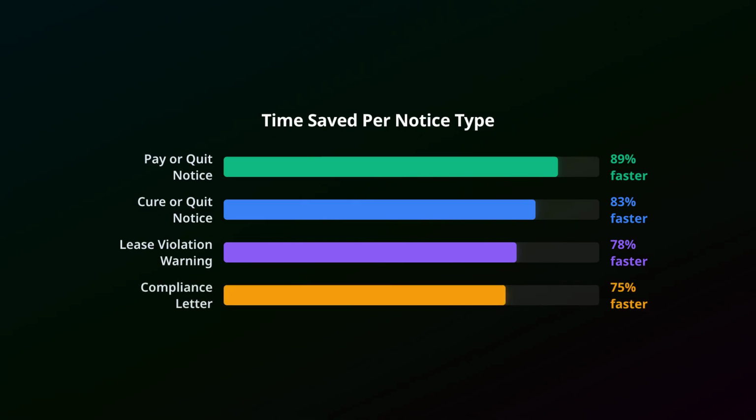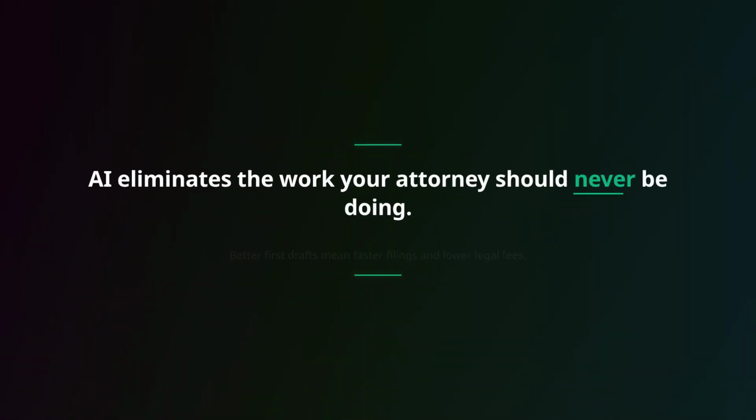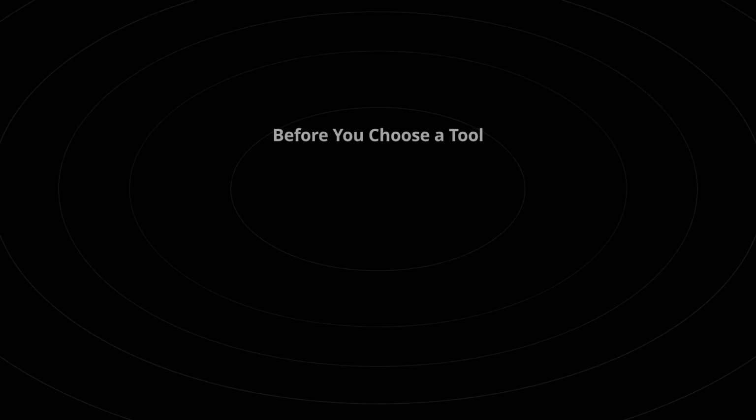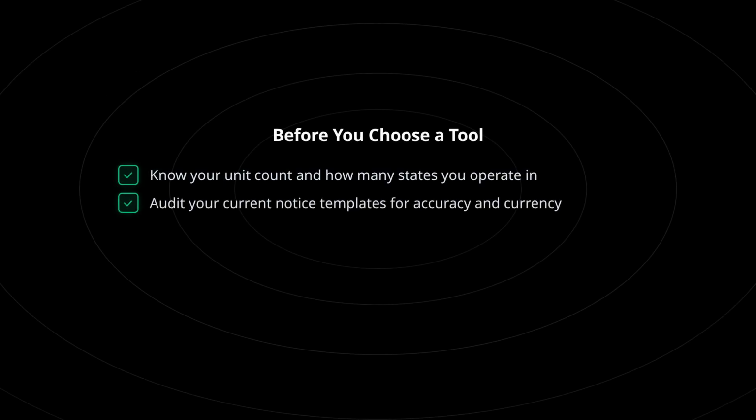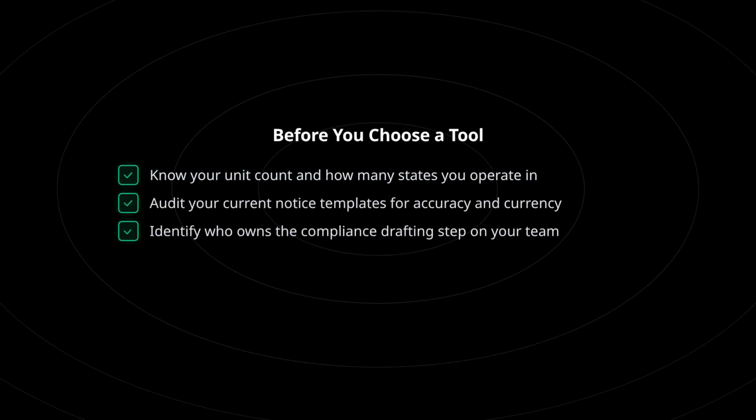Across the 3 tools, here's what property management companies are reporting in time savings per notice type. Pay or quit notices, which used to take 45 minutes to draft and review, are getting done in under 5. Cure or quit notices with custom violation language drop from over an hour to about 10 minutes. The math compounds fast across a portfolio with active turnover. AI does not replace your attorney. It eliminates the part your attorney should never be doing in the first place: writing the first draft.